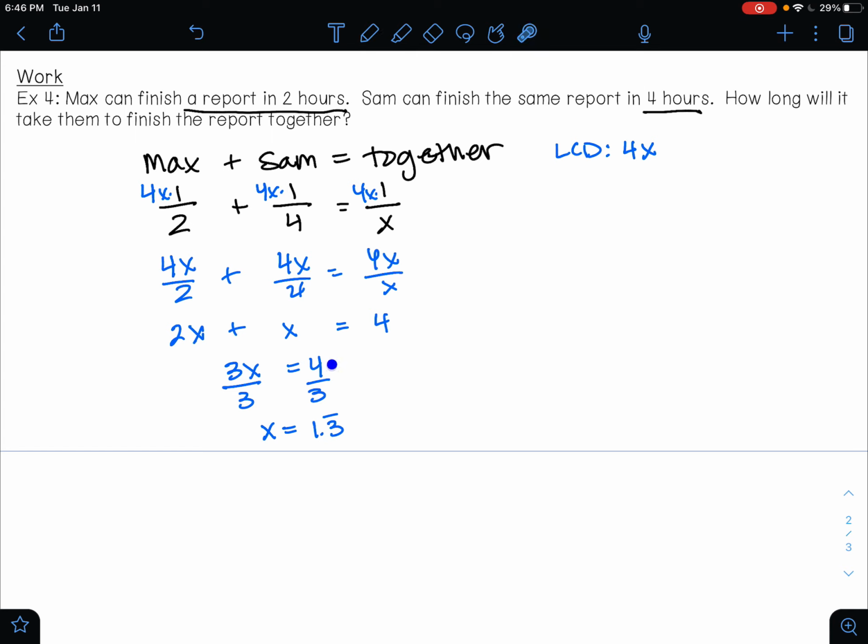Now, notice how I didn't leave my answer as a fraction. We're talking about hours. We don't talk about hours in terms of fractions. So it will take Sam and Max 1.3 hours, or 1 1/3 hours, to finish the report working together.